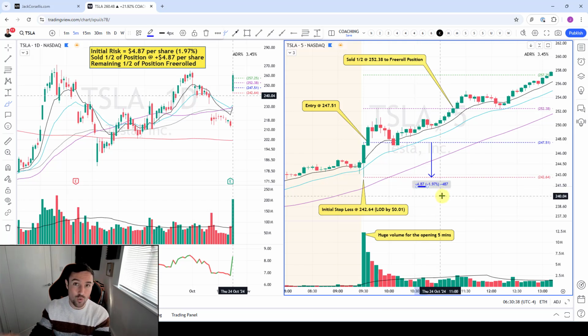Remember that number, 487. It's going to be important when we think about the free rolling, which is the next part of the trade. So $4.87 of risk per share, which equals a 1.97% stop loss.